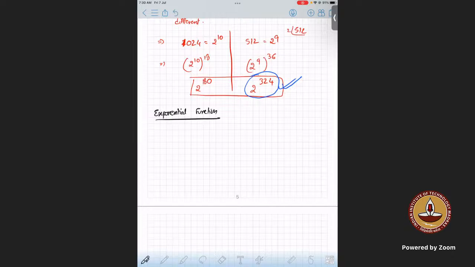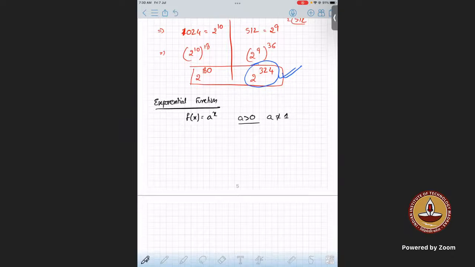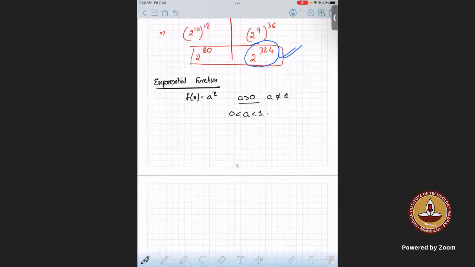It is in the form of f of x equal to a power x, where a is greater than 0 and a is not equal to 1. What are the possibilities then? a can lie between 0 and 1, or a can be greater than 1. Clear till now?